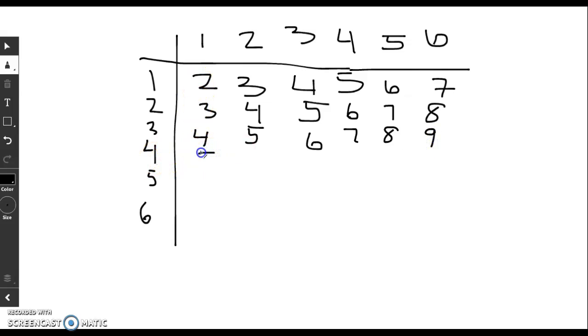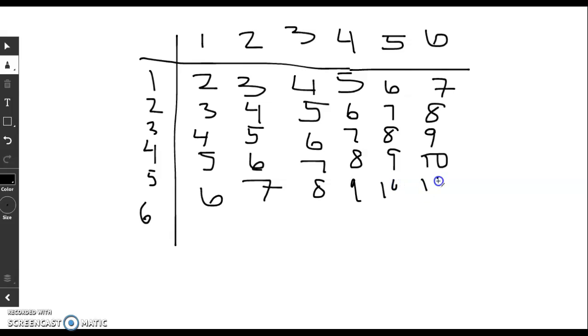4 and a 1, I get 5. 5 and a 1, I get 6. 5 and a 2, I get 7. 5 and a 3, I get 8. 6 and a 1, I get 7. 6 and a 2, I get 8. 6 and a 3, I get 9. 6 and a 4, I get 10. 6 and a 5, I get 11. And 6 and a 6, I get 12.